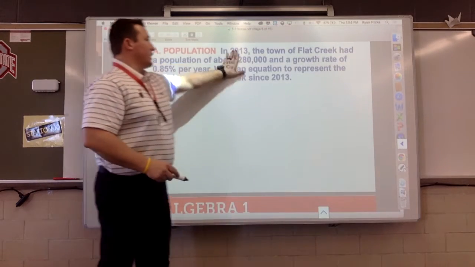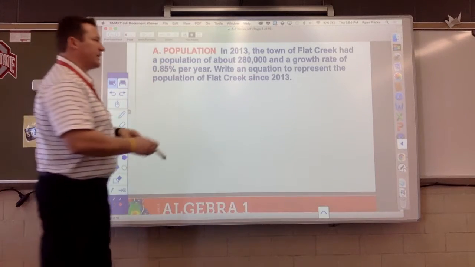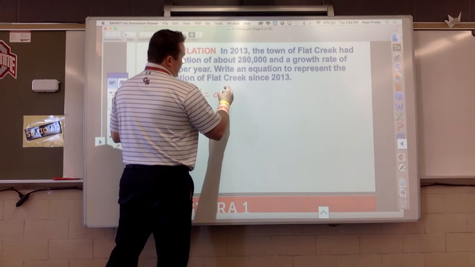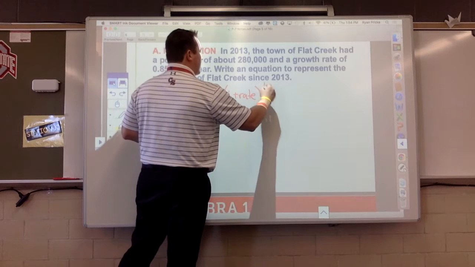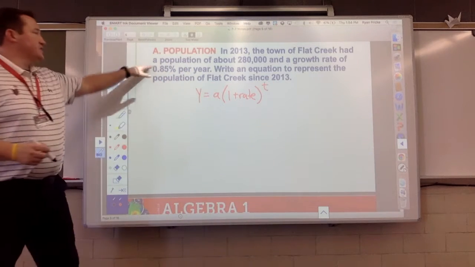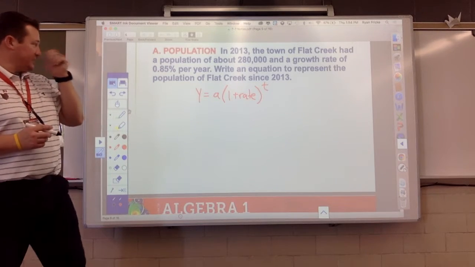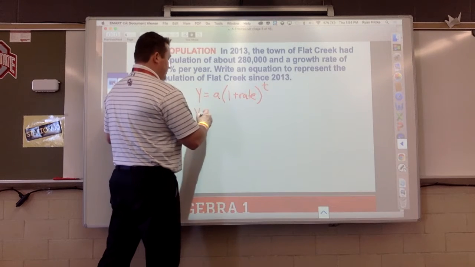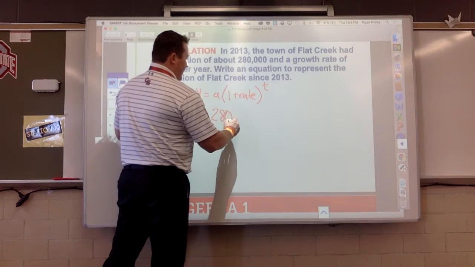Okay, in 2013, the town of Flat Creek had a population of this. You'll find we have tons of population equations, okay? So, A times 1 plus rate to the power of t. Okay, so population of 280,000, growth rate of this percent. Write an equation to represent the population since 2013. Again, if you want to try this on your own, you can. Right? I'm going to take the initial value, 280,000.